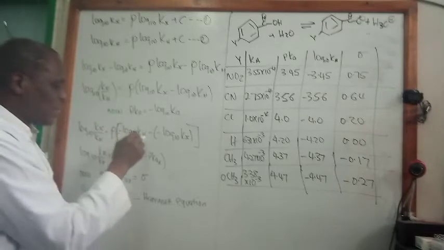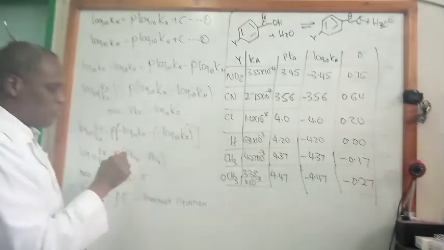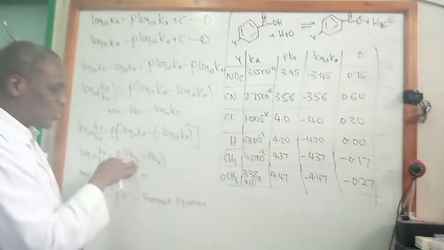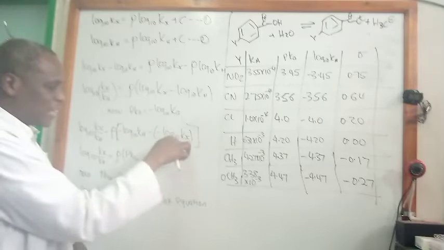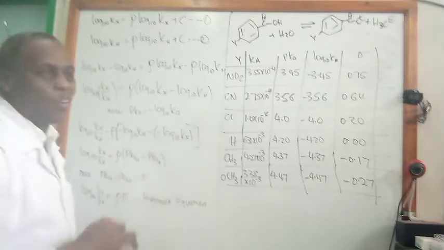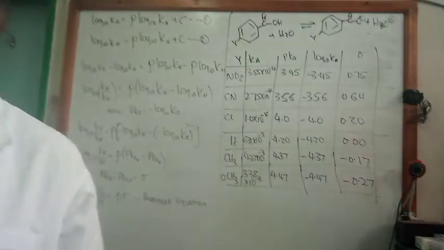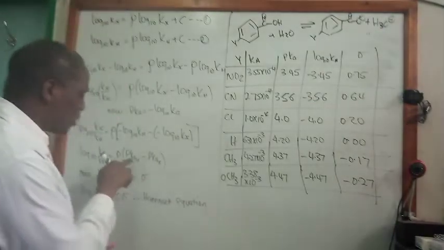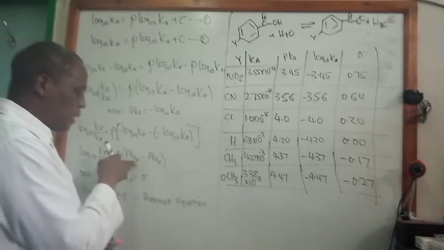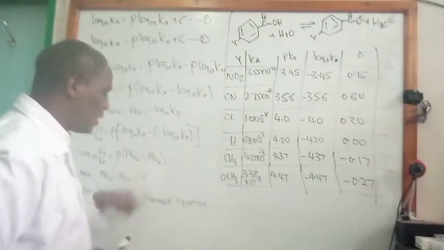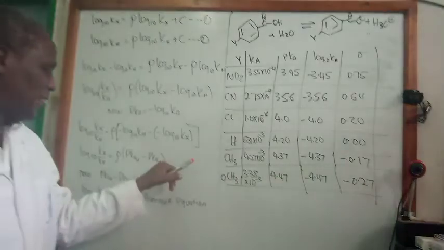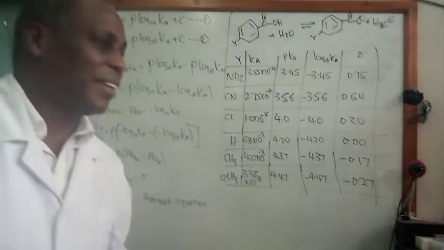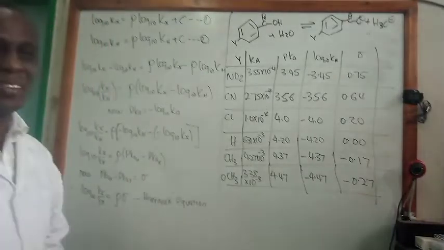So minus log base 10 of kh, that is the pKa of the unsubstituted benzoic acid, sorry. And then this minus log base 10 of kx is the pKa of the substituted benzoic acid. So this terminology whereby you've got the pKa of the benzoic acid minus the pKa of the substituted benzoic acid is what was given the symbol of sigma.